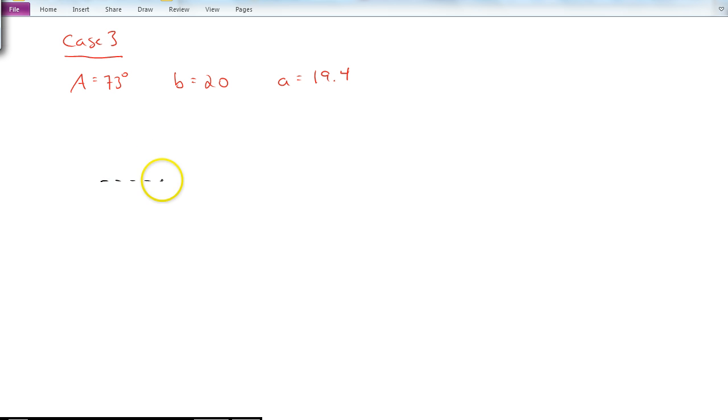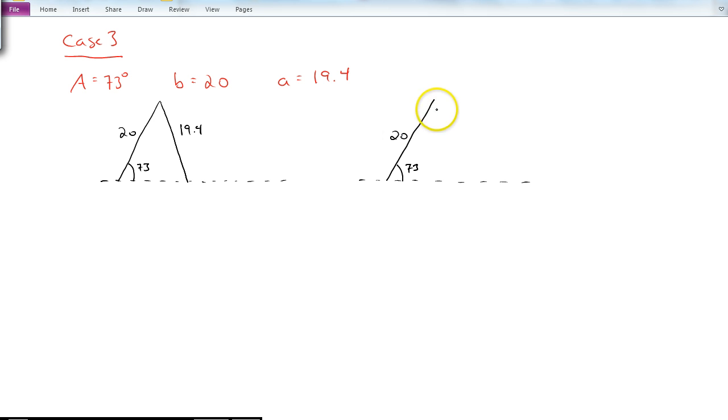Okay, so here's my horizontal. Make this picture a little bigger. Here's my 73-degree angle. Here's side length 20. And I've got two triangles here. I've got one that looks like this. This is 19.4. And I'll draw this one over here, 73, 20, and I've got 19.4 here. So I have to treat these triangles separately.